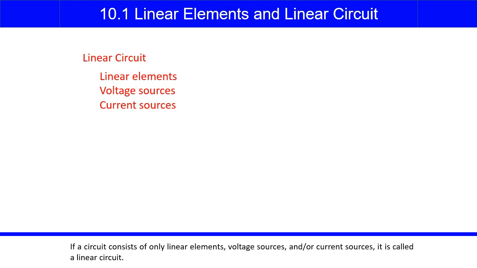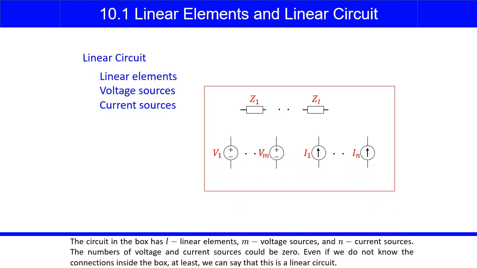If a circuit consists of only linear elements, voltage sources, and/or current sources, it is called a linear circuit. The circuit in the box has L linear elements, M voltage sources and N current sources. The numbers of voltage and current sources could be zero. Even if we do not know the connections inside the box, at least, we can say that this is a linear circuit.